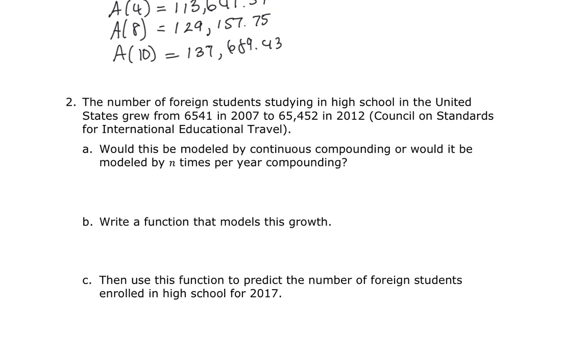All right. The number of foreign students studying in a high school in the United States grew from 6,541 in 2007 to 65,452 in 2012. This came from the Council of Standards of International Travel. Would this be modeled by continuous compounding? Or modeled n times per year? Well, we are assuming that it doesn't happen once a year. Like the students who come in to study don't arrive once a year, on September 31st of every year. It just doesn't happen. So we're going to assume that this is continuously compounding.